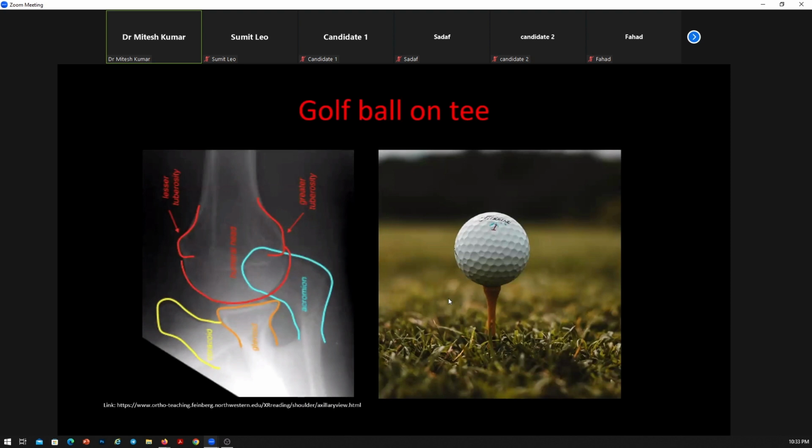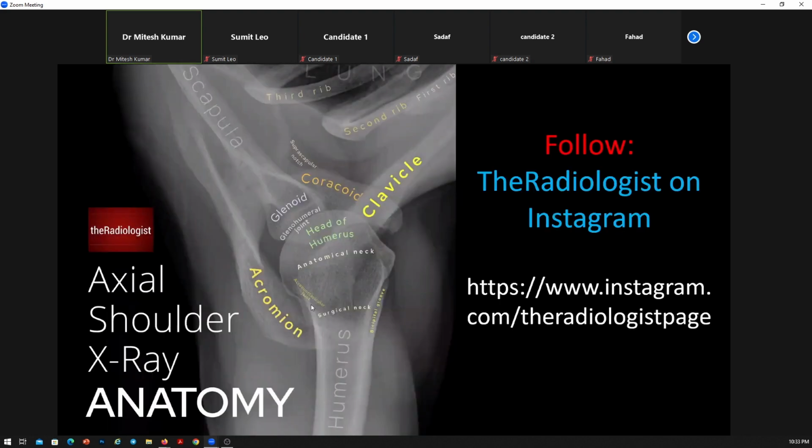Now, this has been described as a golf ball on tee appearance, in which the humeral head is supposed to be a golf ball, which is sitting on the glenoid rim. So, in this X-ray, we can diagnose glenohumeral joint dislocation, that is the anterior and posterior dislocation, also fracture of the coracoid process and the acromial process. Now, this is a very good page on Instagram to look for anatomy of all parts of the body.